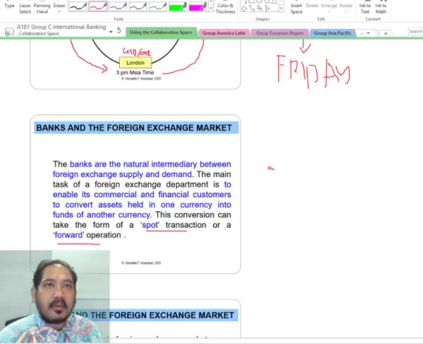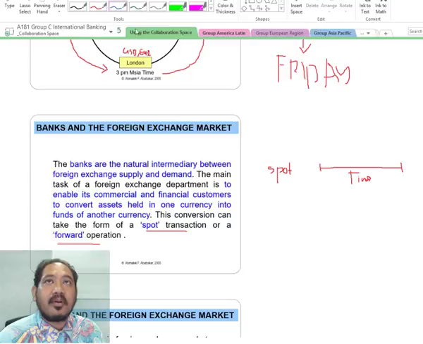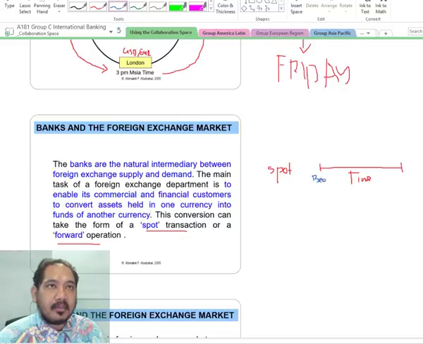The meaning of spot means that we are looking at time. Say, for example, the begin time is where the negotiation starts, and then we finish with the delivery or payment. So usually what is involved in the currency market is the payment.